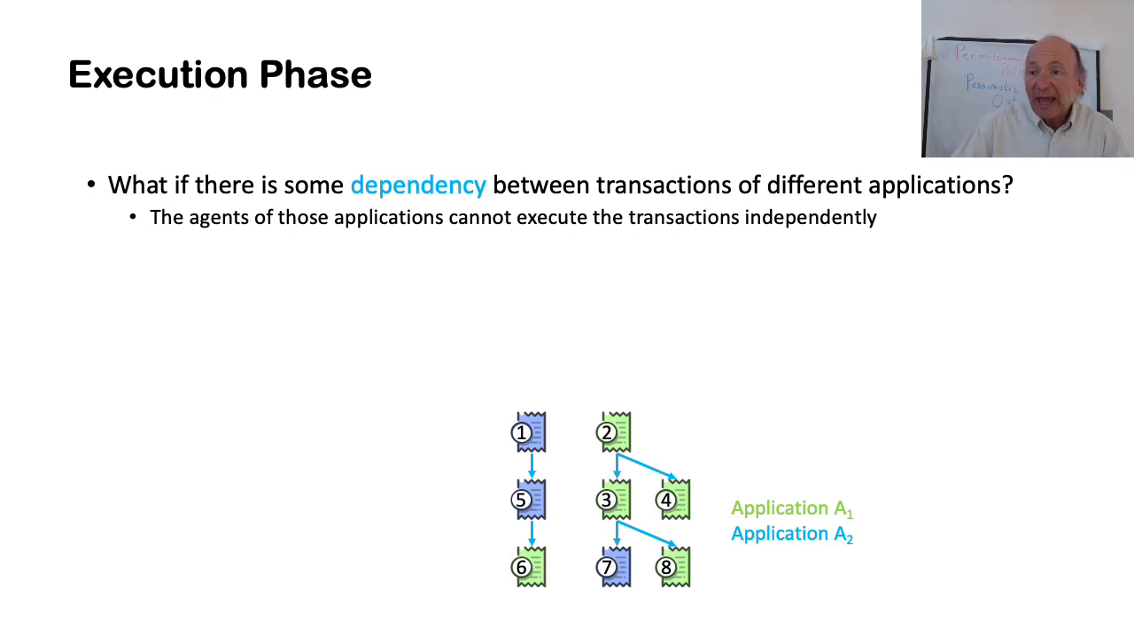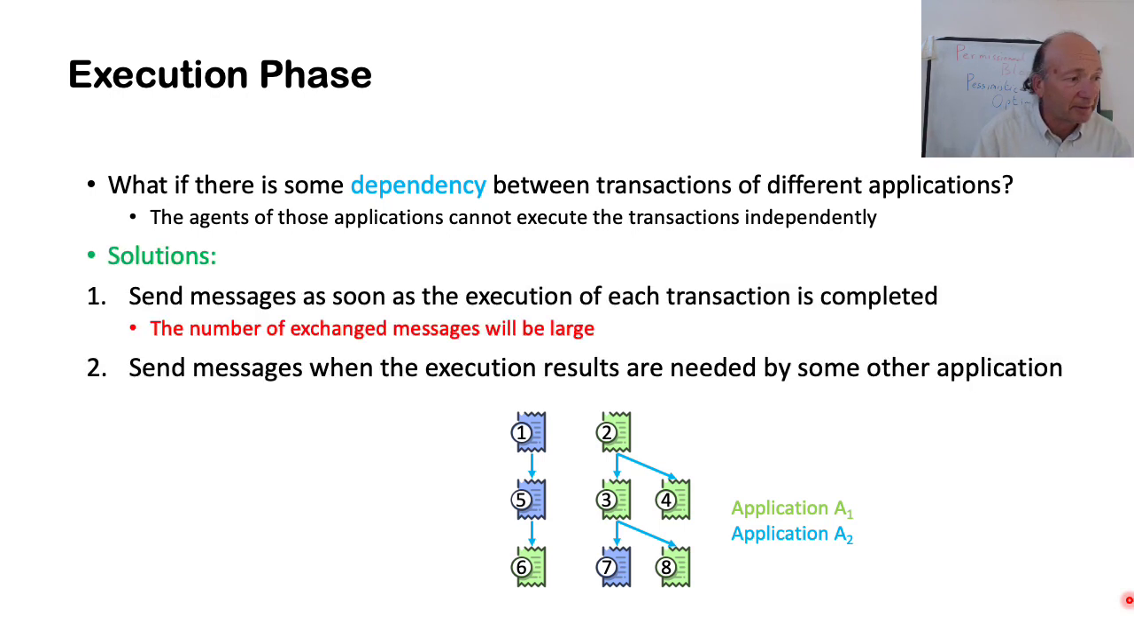This works as long as all the dependencies were within one application. If you recall, on the previous slide, there was a dependency among the blue transactions and a dependency among the green transactions. But what if there is some dependency between transactions of different applications? Now, the agents of these applications cannot execute transactions independently.